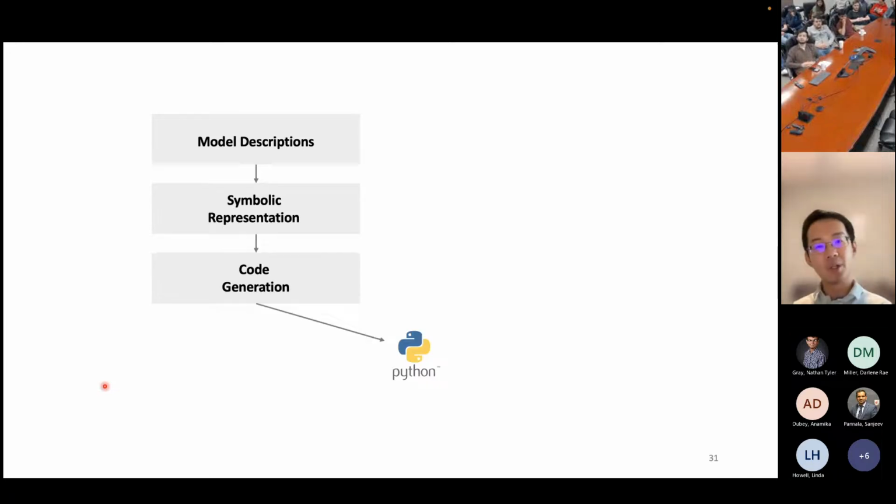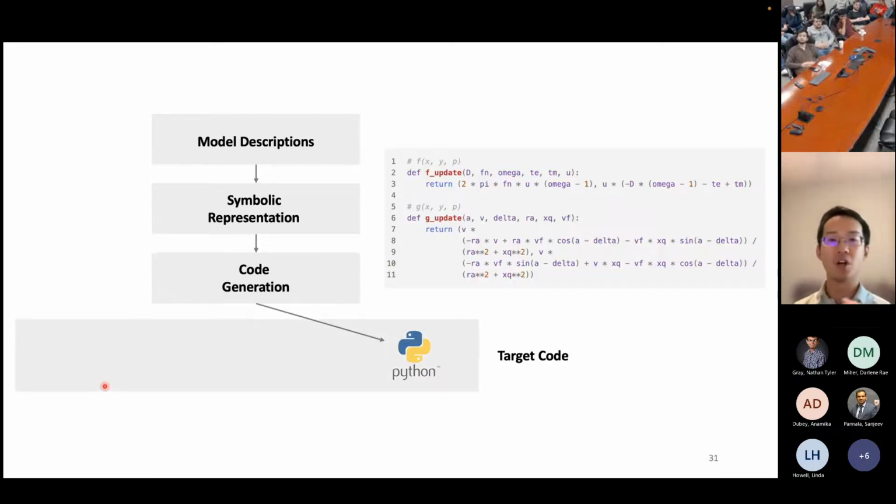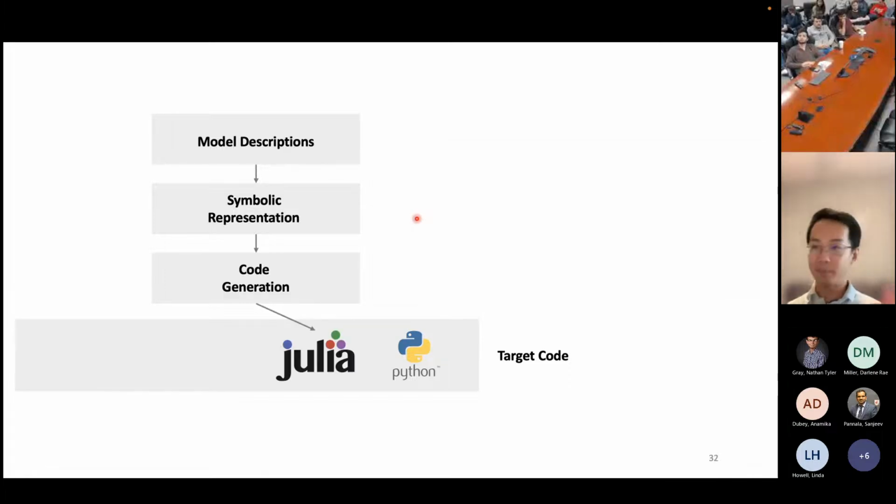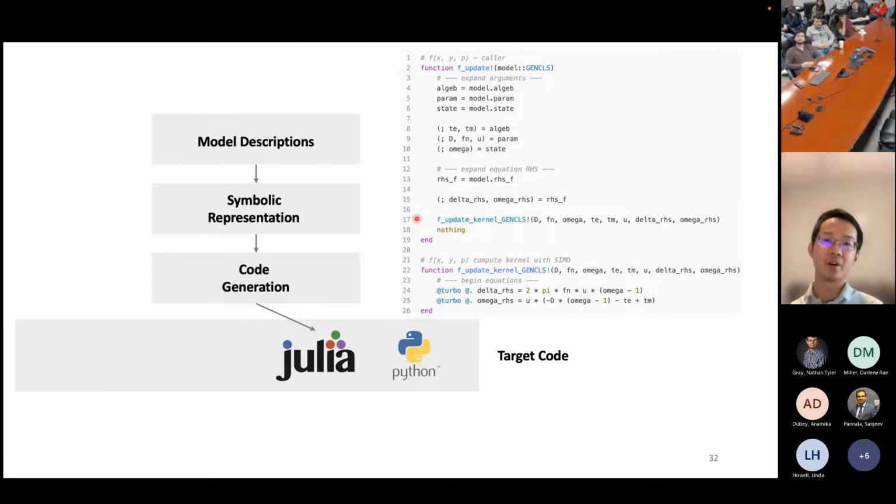So with the code generation in place, we can generate Python code which looks like this. This is the residual for f, and this is the residual for the algebraic equations. By swapping in a Julia code generator, we can write code for Julia.